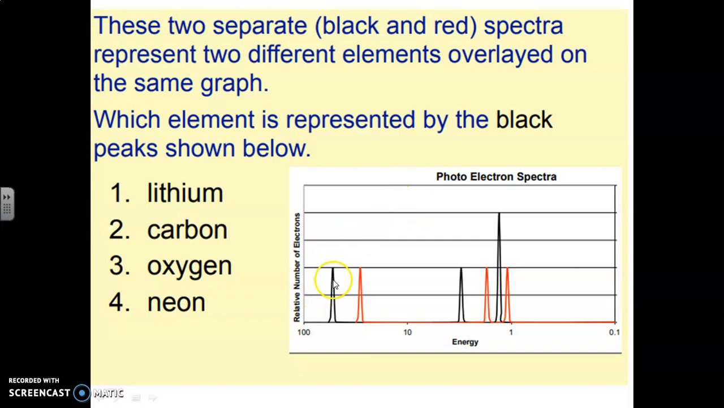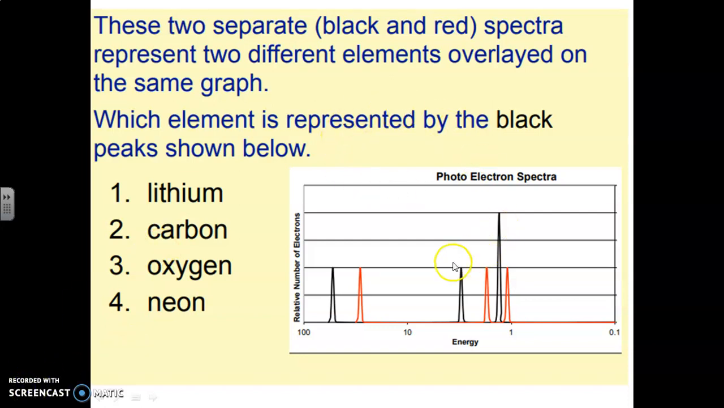So if we look here, again, we're only looking at the black curve. This is the 1s2. This is the 2s2, and then after the 2s2 comes the 2p, and you'll notice it has 1, 2, 3, 4 electrons. So that's 2 electrons here, 2 electrons here, 2 electrons here, and 4 electrons here. That's a total of 8. So the black graph represents oxygen in this case.